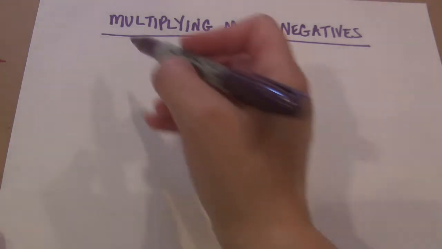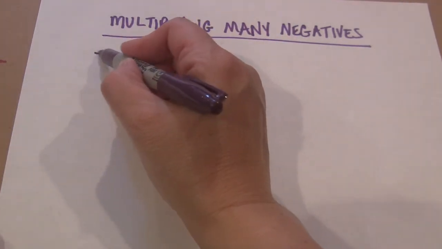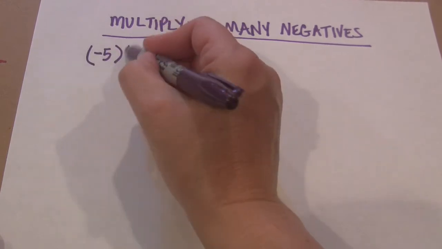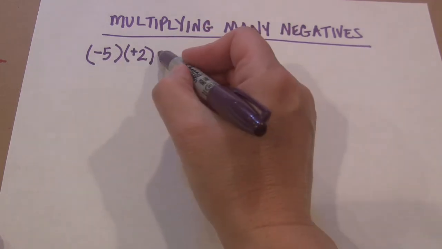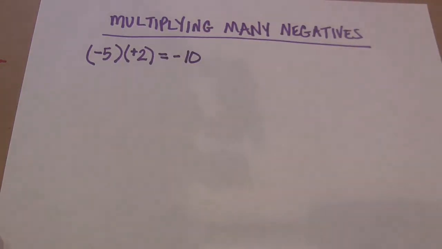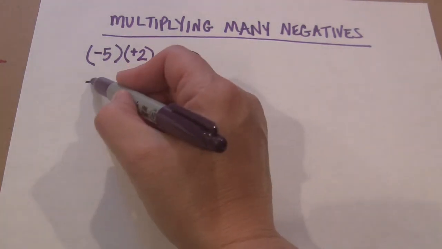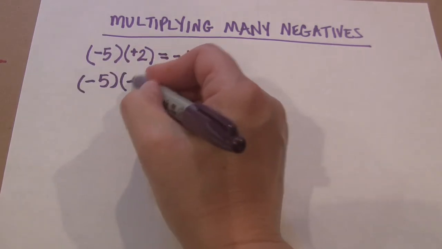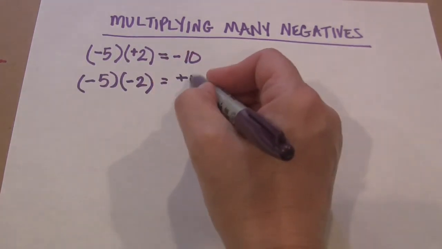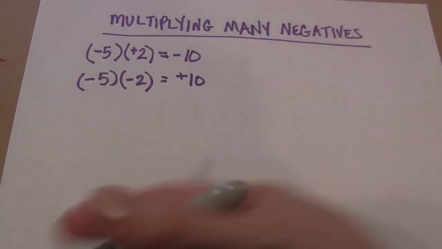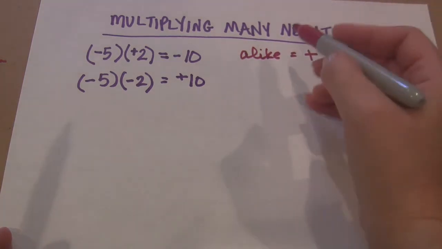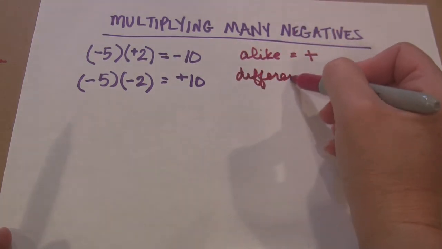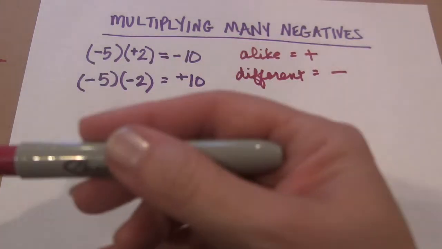We learned in our last video about what happens if you try to multiply some negative numbers times some positive numbers. If we have negative 5 times positive 2, that is going to give us a negative 10 as our answer. If you have a negative 5 times a negative 2, that will give us a positive answer. Again, remember, we learned that if the terms are alike, we get a positive answer, and if they are different, then we're going to get a negative answer.